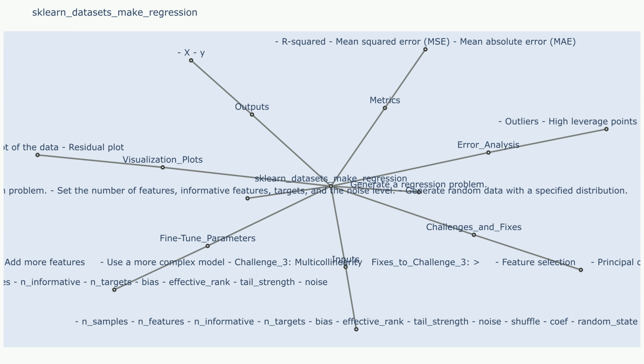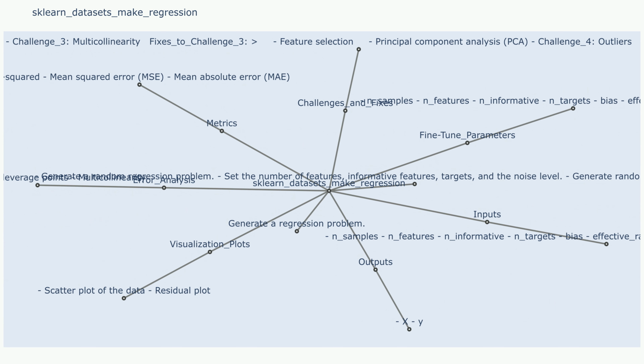Visualization plots. Scatter plots visualize the relationship between each feature and the target variable. Residual plots plot the difference between predicted and actual target values to identify patterns or outliers.